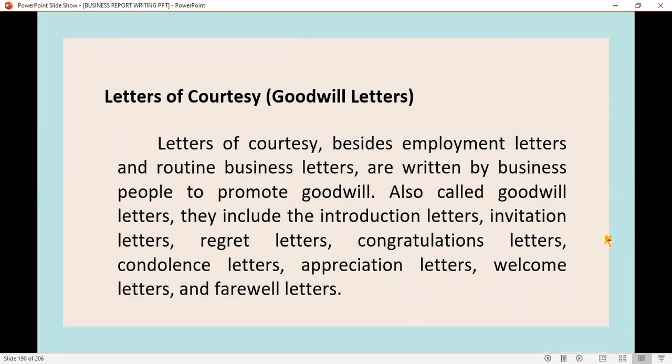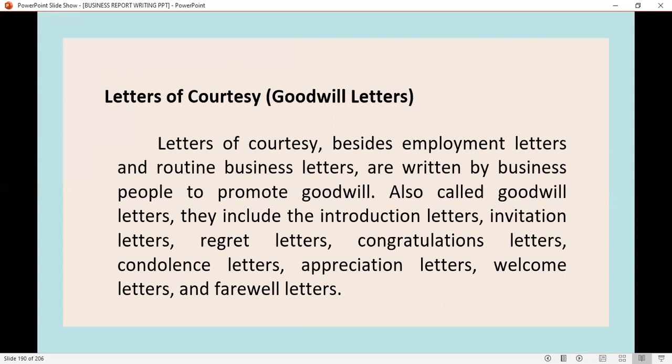Next, letters of... So we are done with the routine business letters. We are now with letters of courtesy or goodwill letters. Letters of courtesy, besides employment letters and routine business letters, are written by business people to promote goodwill. Also called goodwill letters, they include the introduction letters, invitation letters, regret letters, congratulations letters, condolence letters, appreciation letters, welcome letters, and farewell letters. So, goodwill.